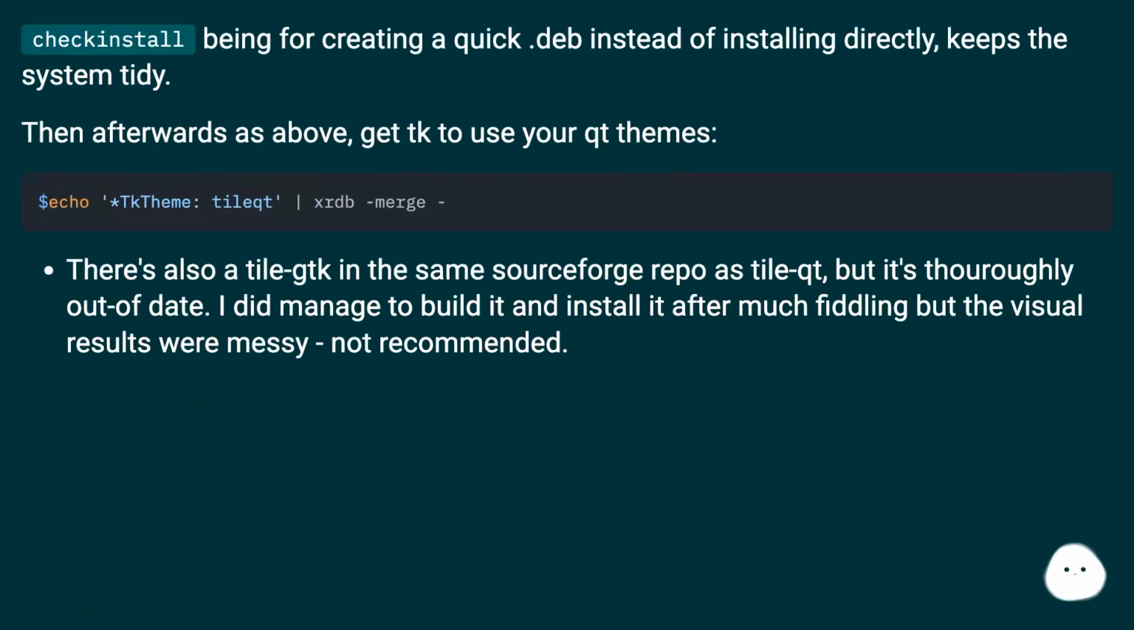Check install is for creating a quick .deb instead of installing directly, which keeps the system tidy. Then afterwards, as above, get Tk to use your Qt themes. There's also a TileGTK in the same SourceForge repo as TileQt, but it's now roughly out of date. I did manage to build it and install it after much fiddling, but the visual results were messy, not recommended.